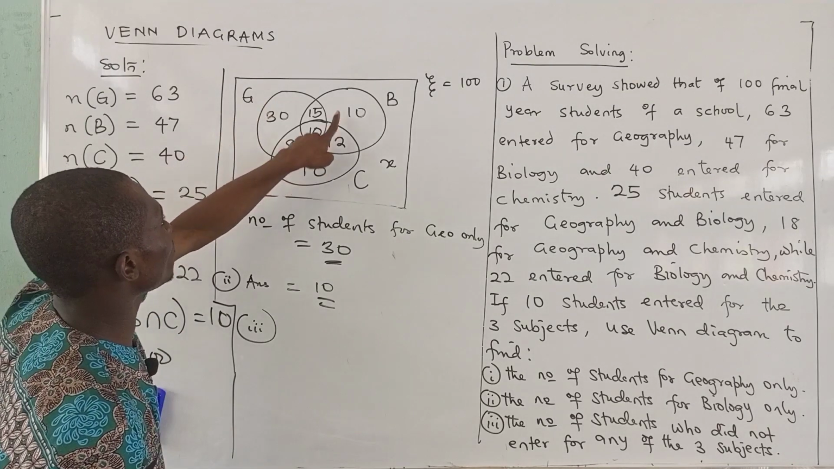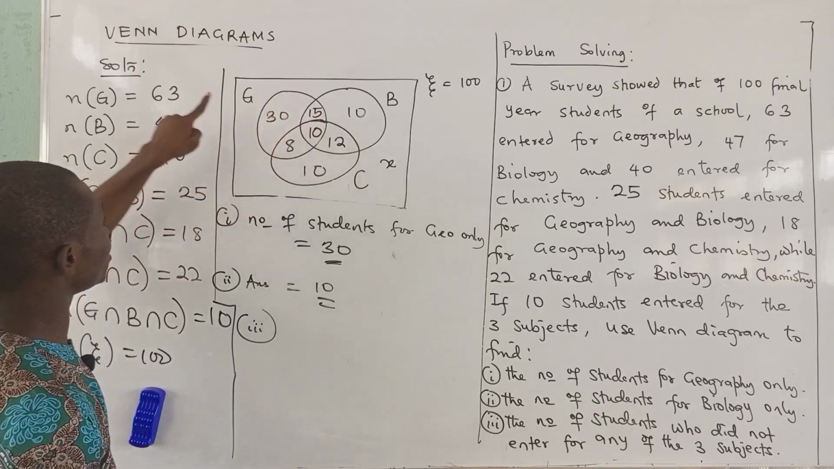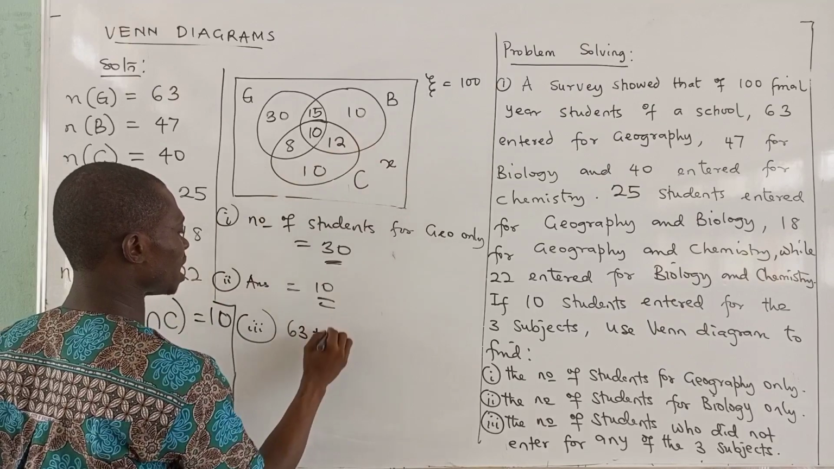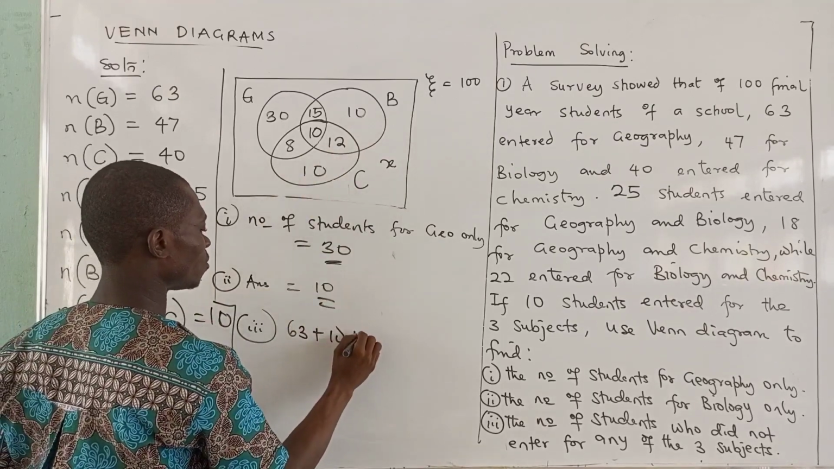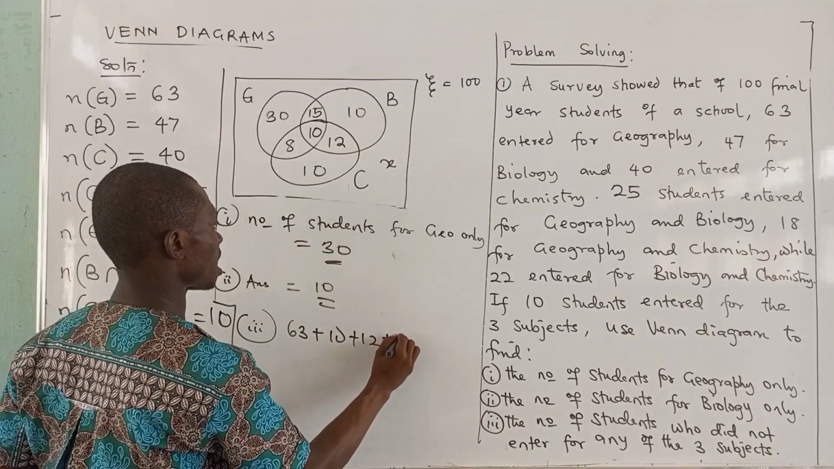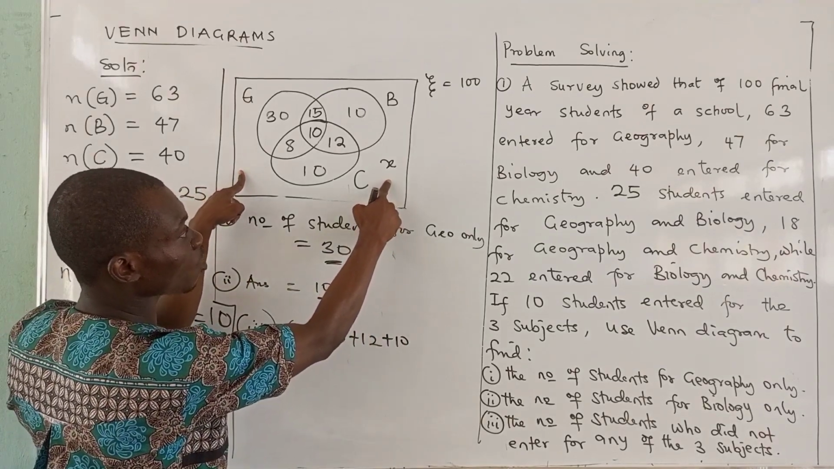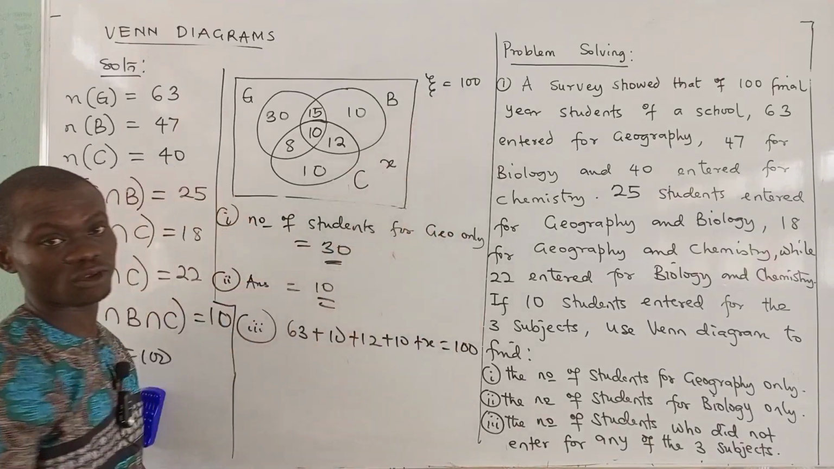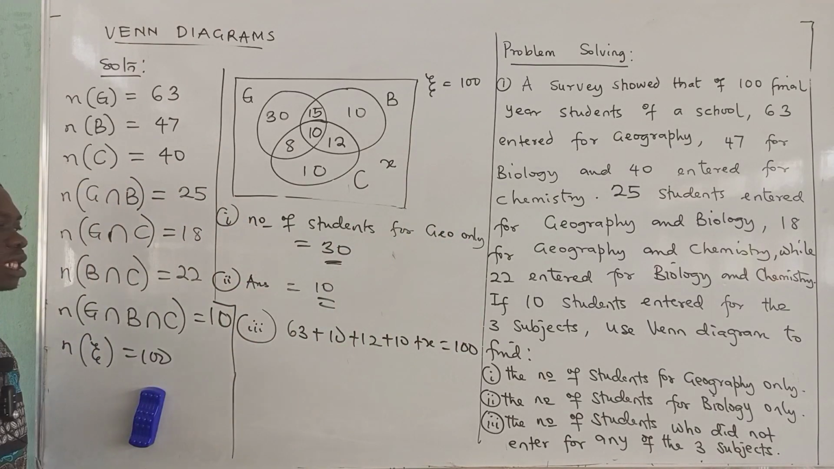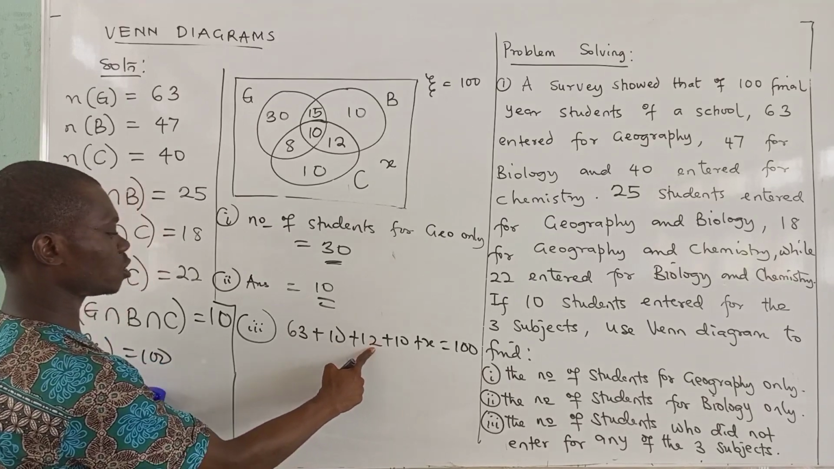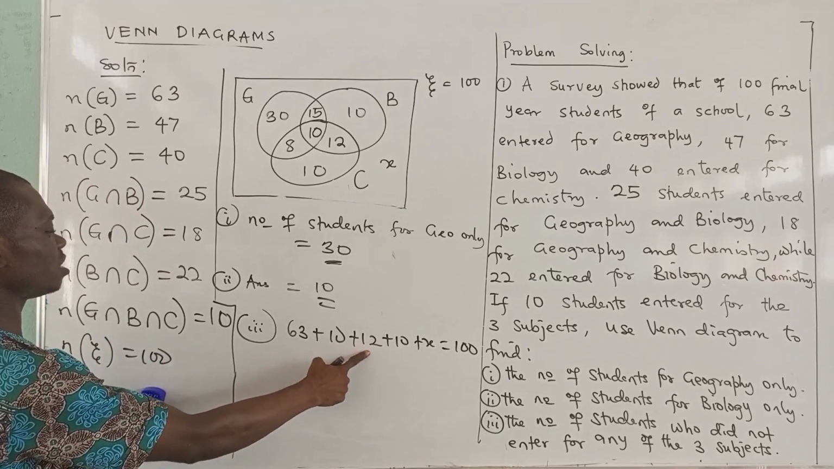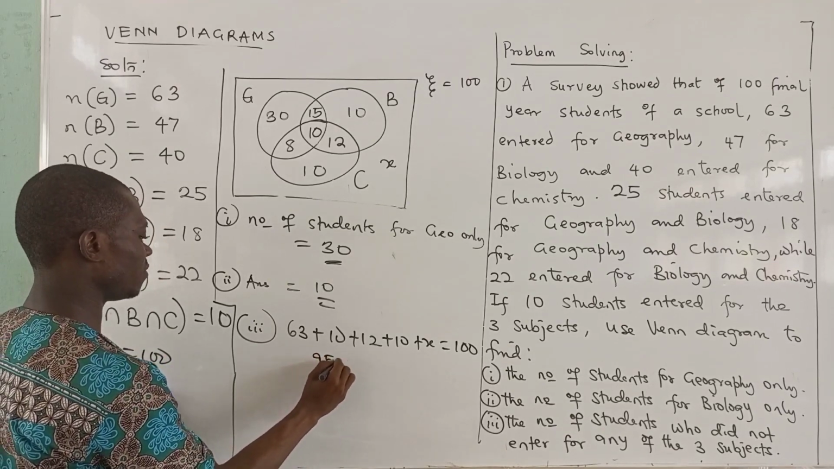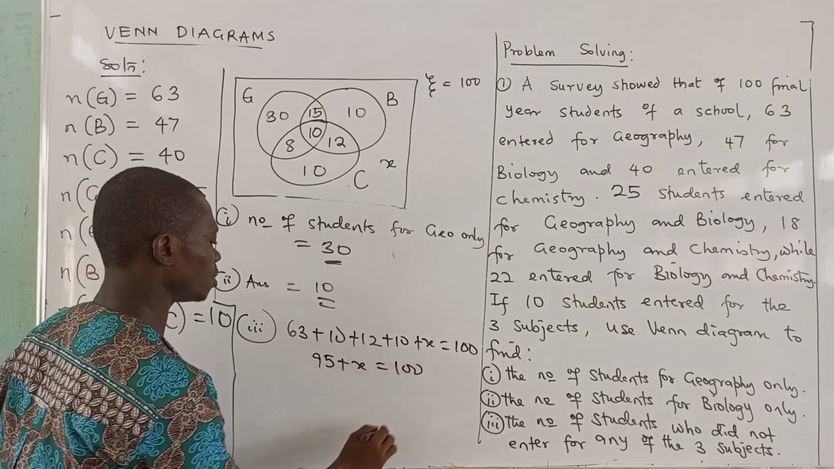So if I add up everything in this circle, of course, we are going to get 63. So you are going to have 63 there, plus this 10, plus this 12, plus this 10, and then plus the complement, which is what? X. And everything must be equal to the cardinality of the universal set, which is 100. And that's going to give us 73 plus 12 is 85. 85 plus 10 is 95 plus X equal to 100.